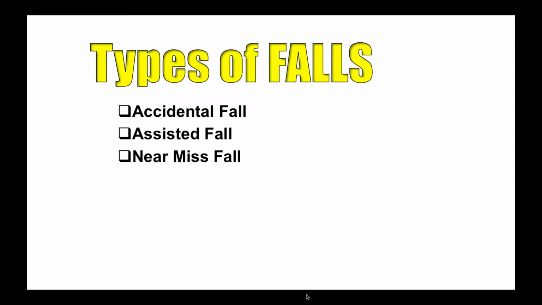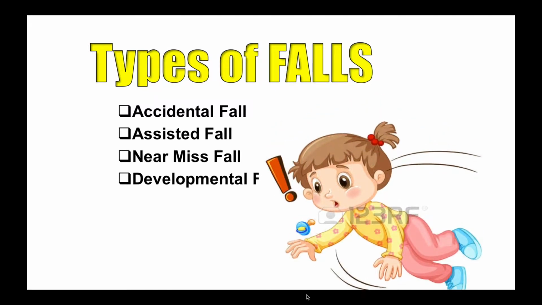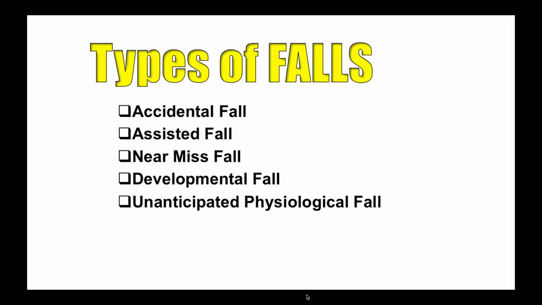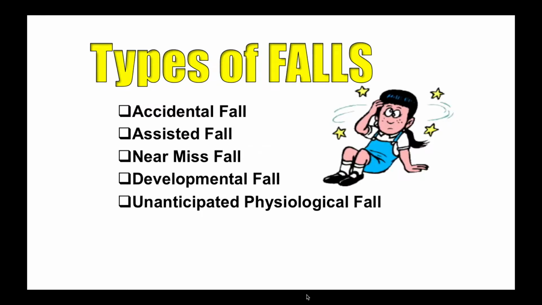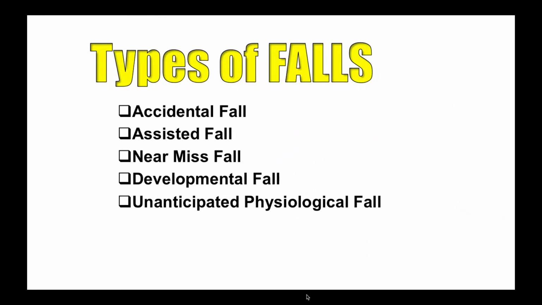Near-miss fall. A sudden loss of balance that does not result in any fall or injury. This includes a person who slips, stumbles, or trips, but who is able to regain balance. Developmental fall. Non-injurious fall that is common to infants and toddlers who are learning how to walk, pivot, or run. Unanticipated physiological fall. A fall that is attributed to a physiological cause, but the occurrence of the condition could not be predicted. Examples are a patient having a seizure or fainting.